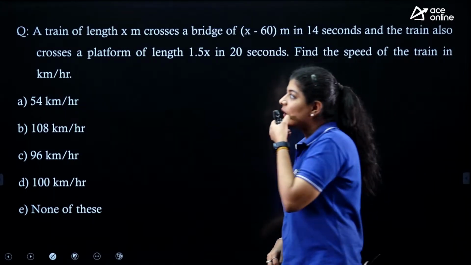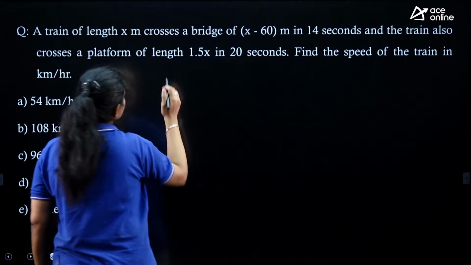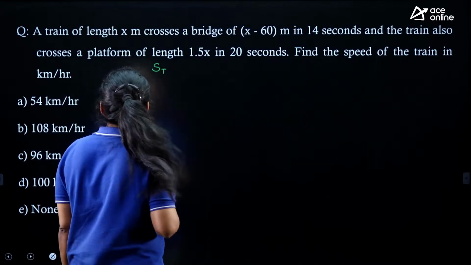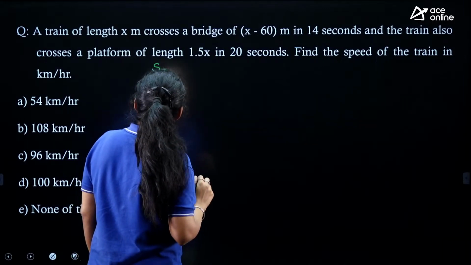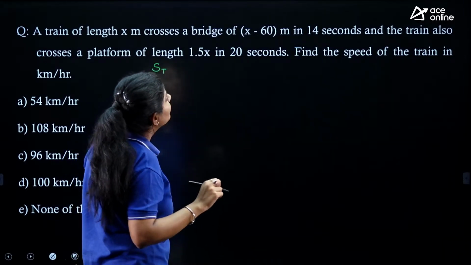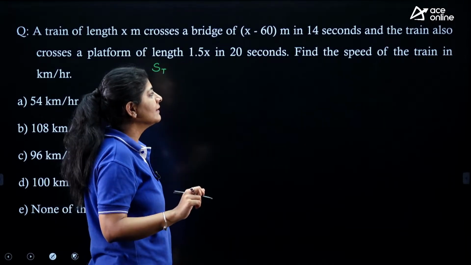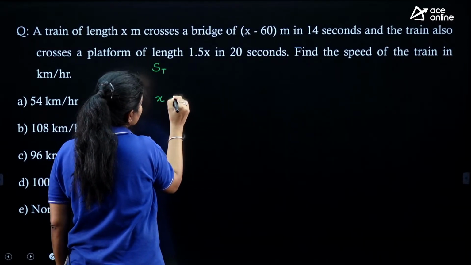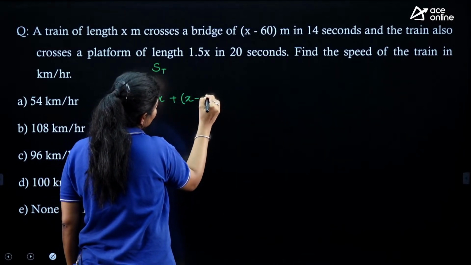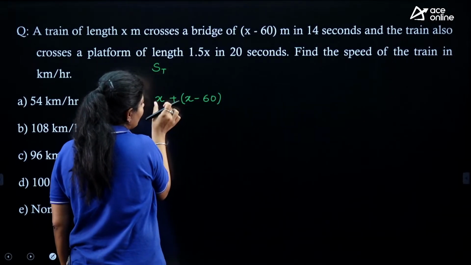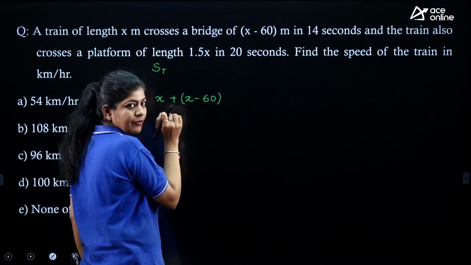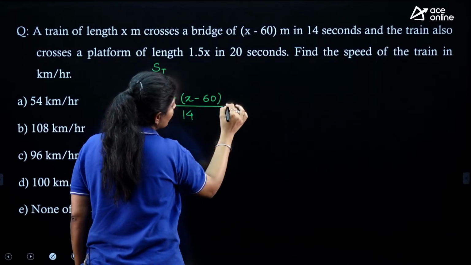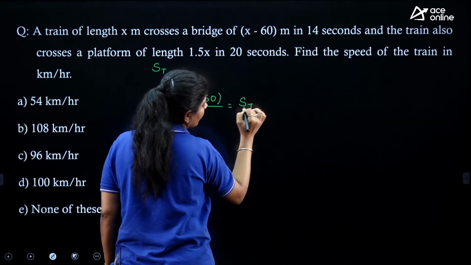Look, here we are talking about the same train, so we are just assuming that the speed of the train is st, right? Now, a train of length x crosses a bridge of x minus 60 meters in 14 seconds, okay? So we can say that x plus x minus 60, the length of the train and the length of the bridge, divided by 14 will give me the speed of the train, right?